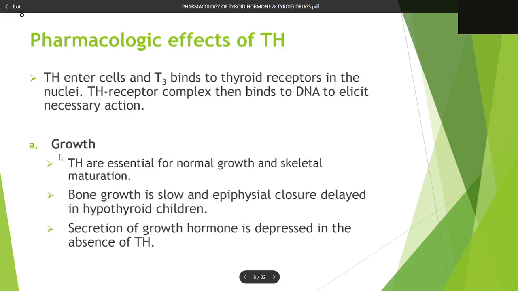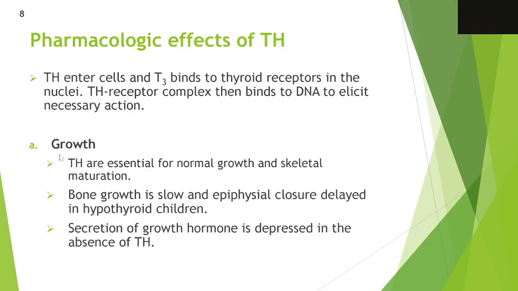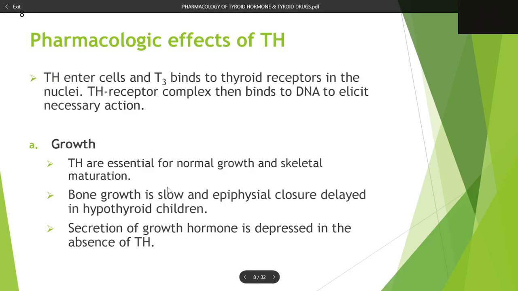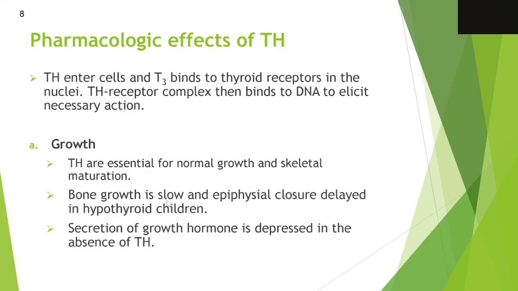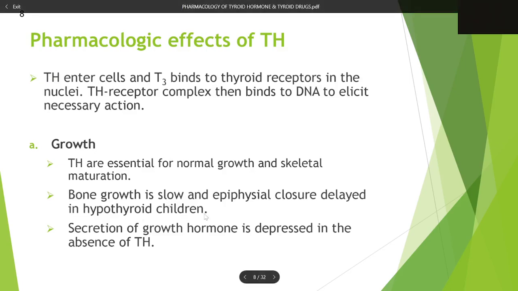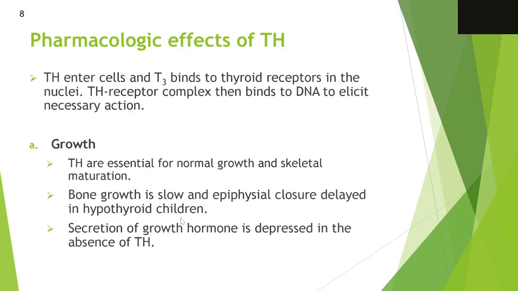Now, one of the pharmacological effects of thyroid hormone is growth. How does it bring about growth? Thyroid hormone is essential for normal growth and skeletal maturation. Bone growth is slow and epiphyseal closure is delayed in hypothyroid children. So children or infants who have a thyroid gland that is not as active as it's supposed to be will experience slow growth, and epiphyseal closure will be delayed.